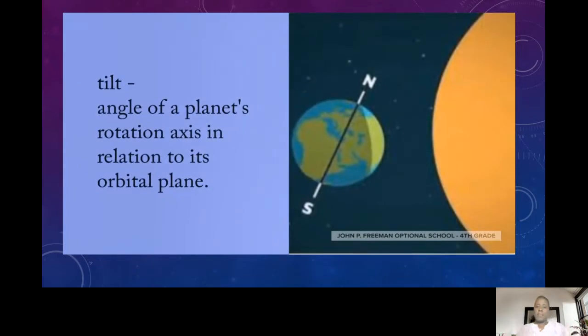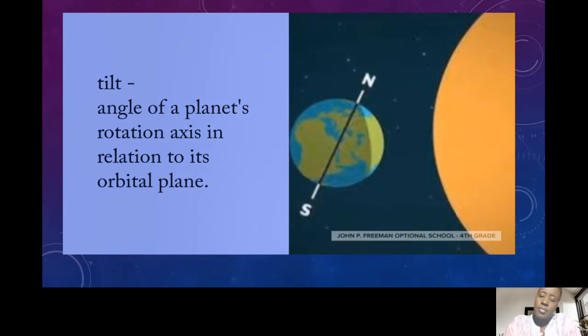Tilt, an angle of the planet's rotation axis in relation to its orbital plane. Please look at our picture. Note the axis. The North Pole is tilted towards the sun.